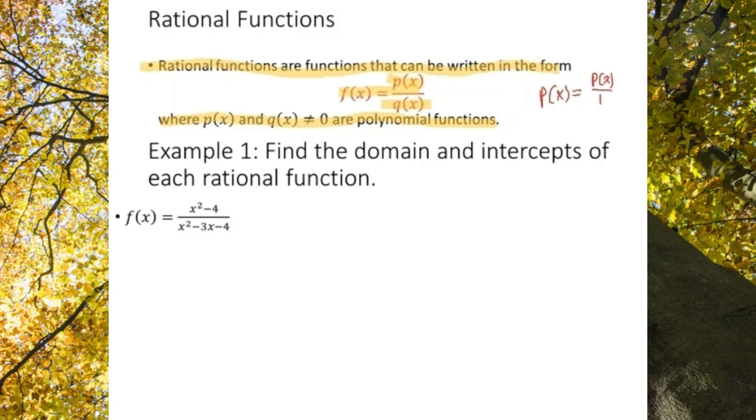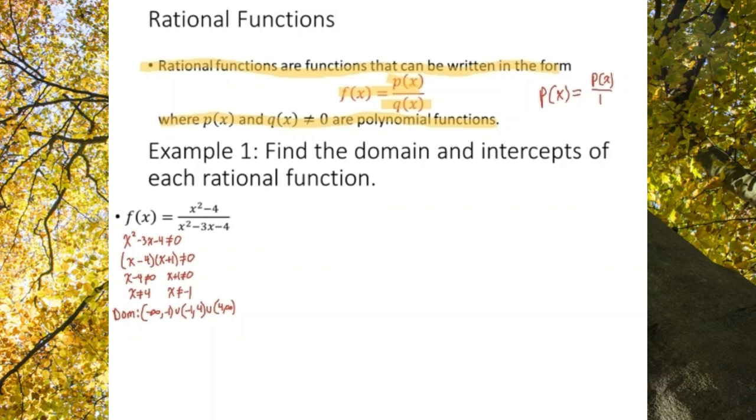For example, if we want to find the domain of our rational function, we know the one number we're not allowed to divide by is 0. So in order for f of x to be defined, that means our denominator, x squared minus 3x minus 4, cannot be 0. We can solve this equation by factoring. X squared minus 3x minus 4 factors into x minus 4 times x plus 1. If x minus 4 cannot be 0, that means x cannot be 4. And if x plus 1 cannot be 0, that means x cannot be negative 1. So our domain would be all real numbers except for negative 1 and 4, which would be the interval negative infinity to negative 1, union negative 1 to 4, union 4 to infinity.